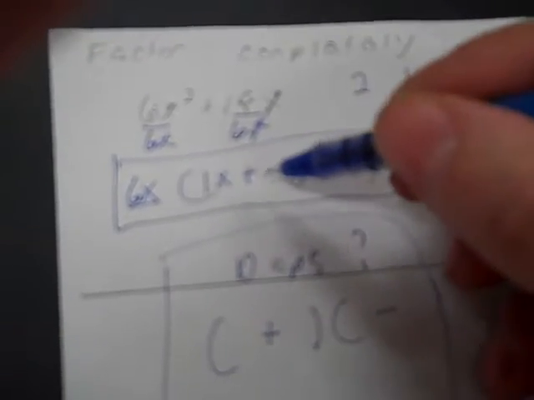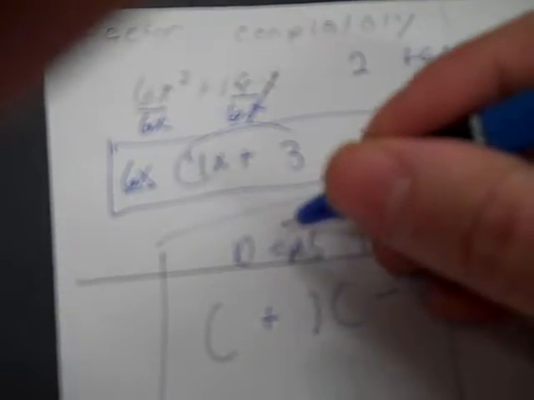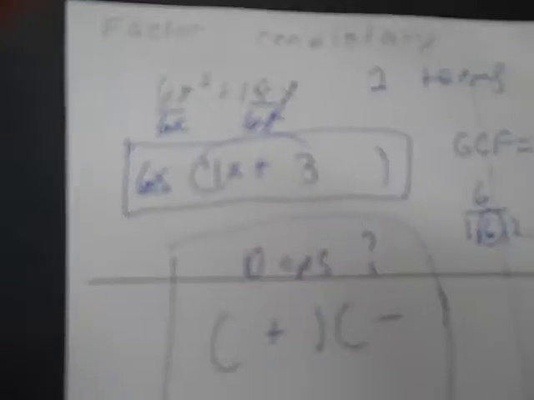Now, is this a difference of perfect squares, okay? No, because you got a plus there, okay? So since I have a plus there, it's not a difference of perfect squares. So I go ahead and cross this out, and this is my answer, okay?